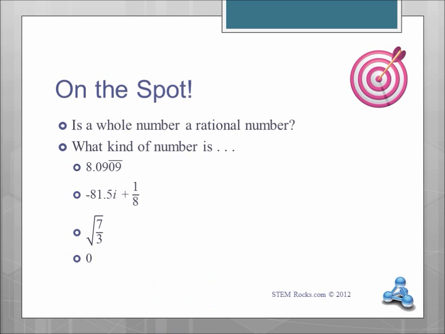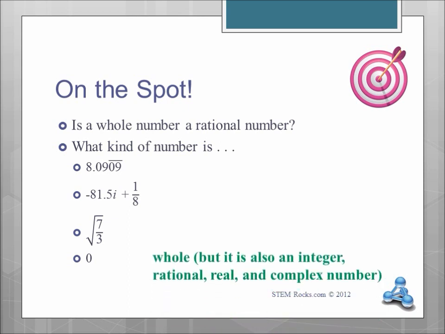What about zero? What kind of number is zero? It's a whole number. Zero is also an integer, a rational number, a real number, and a complex number.